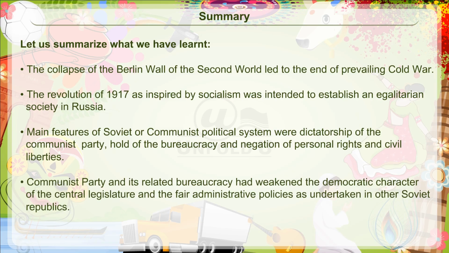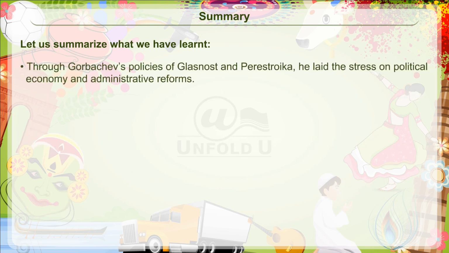The Communist Party and its related bureaucracy had weakened the democratic character of the central legislature and the fair administrative policies undertaken in Soviet republics. Through Gorbachev's policies of glasnost and perestroika, he laid stress on political, economic and administrative reforms.